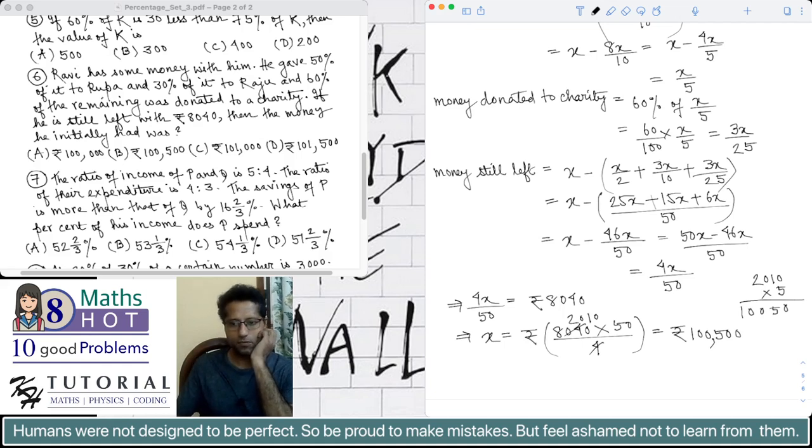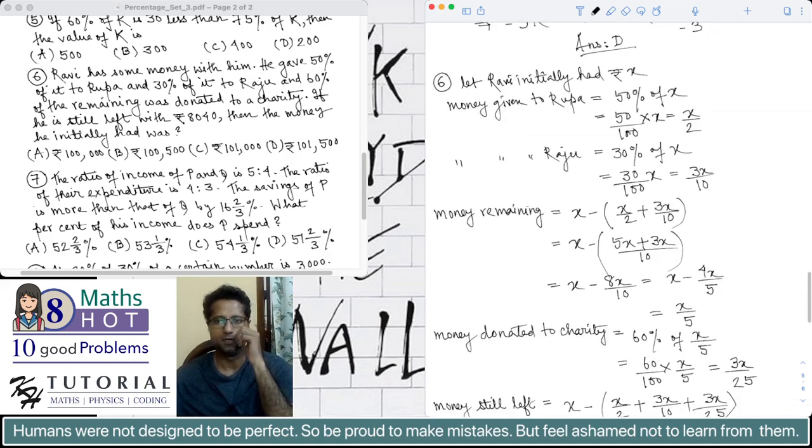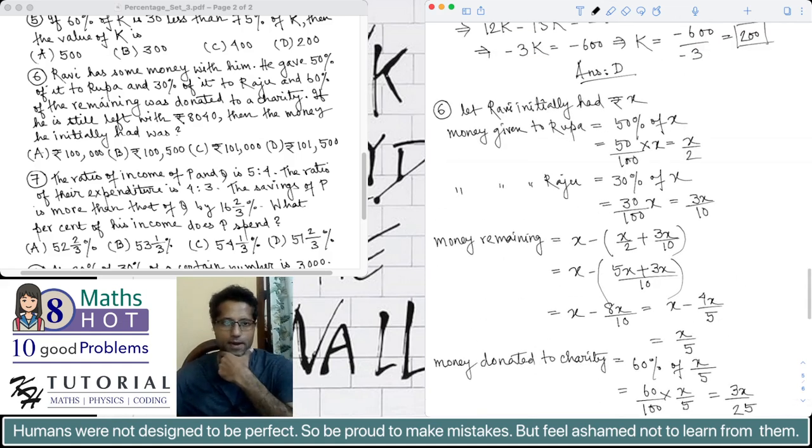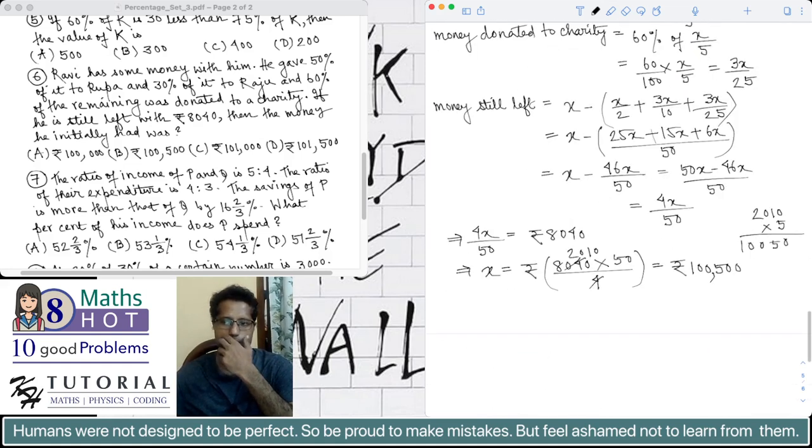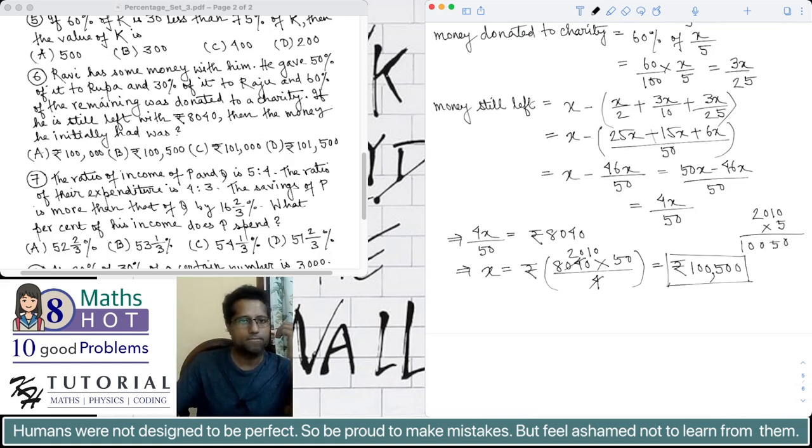So this is the value. x is 100500, and what was x? x we have assumed to be the initial money that Ravi had. So the answer is choice B.